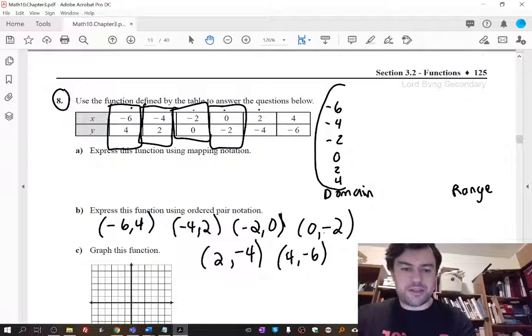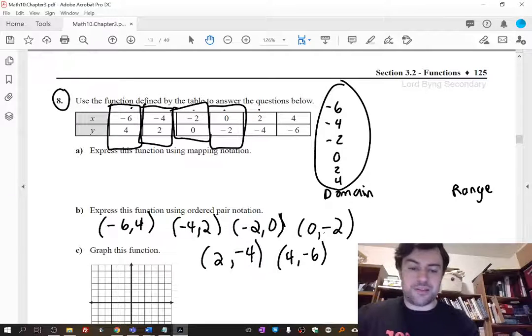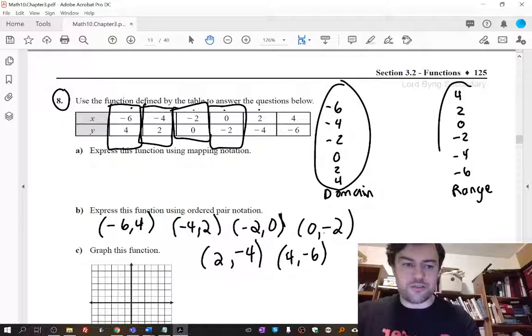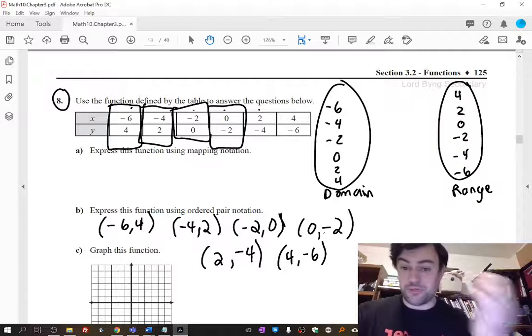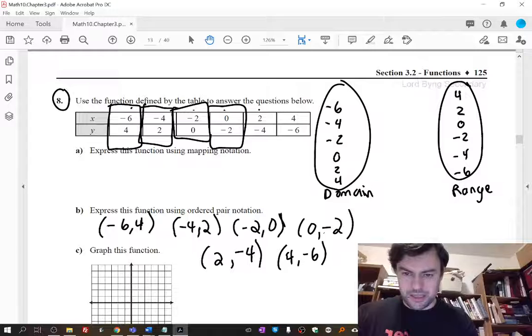So that's my domain. And then that corresponds to a range over here. So we have over here 4, 2, 0, -2, -4, and -6. So those are all my y values. And that's a function, and I guess it's actually a one-to-one function. I don't see any duplicates in either the y or the x.